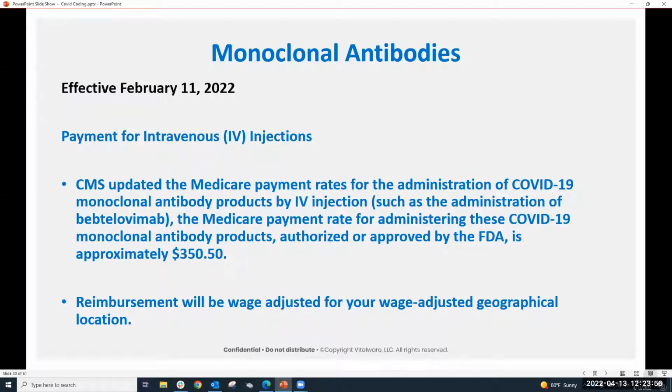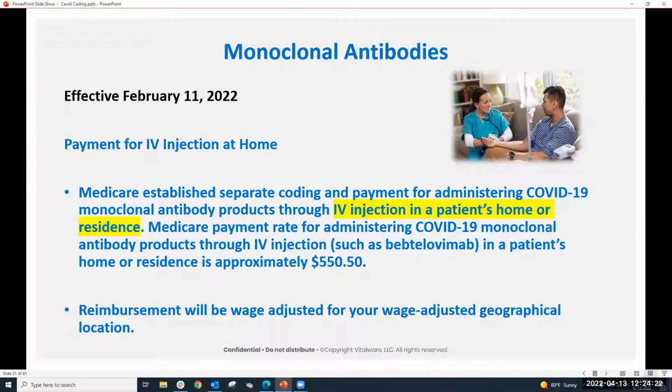All right, effective February 11th, 2022, CMS released payment for intravenous injections of monoclonal antibodies, and this is not intramuscular like they released previously. This is for the intravenous injection. So that payment rate is $350.50, and it is adjusted based on your geographical location. Also effective February 11th, they updated the payment for the IV injection at home. So this is covering for monoclonal antibodies through IV injection in the patient's home, and that rate is $550.50.